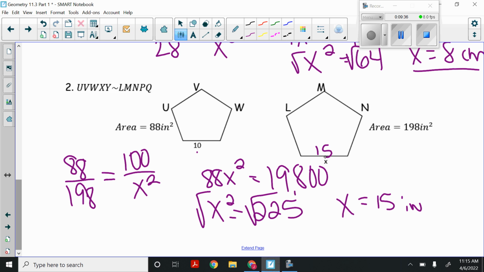All right, that wraps up day 1 of 11.3, perimeter and area of similar figures.